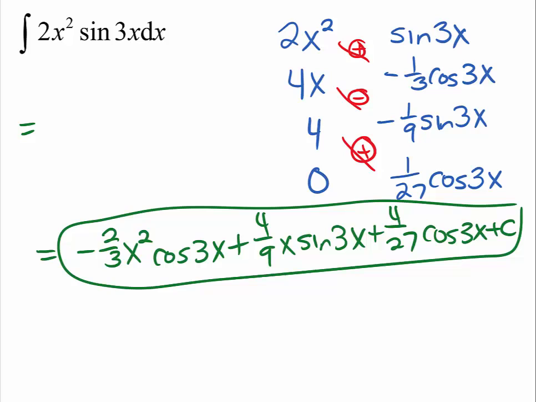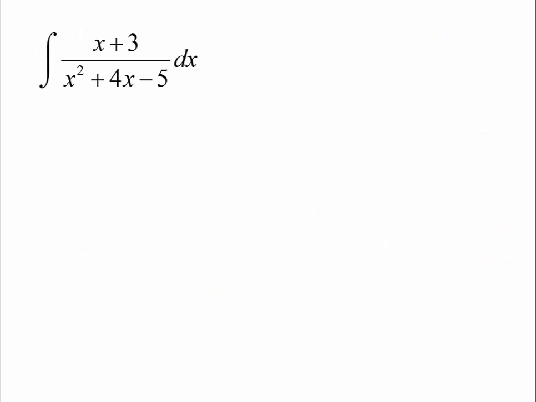Okay, let's go ahead and move on to the next one. So in looking at this one, I see that I have a polynomial over a polynomial, so I would definitely want to factor to see if it'll reduce, and then what I want to do from there. So this will factor into x plus 5 and x minus 1. Nothing reduces, so I see that I'm going to need to do partial fraction decomposition.